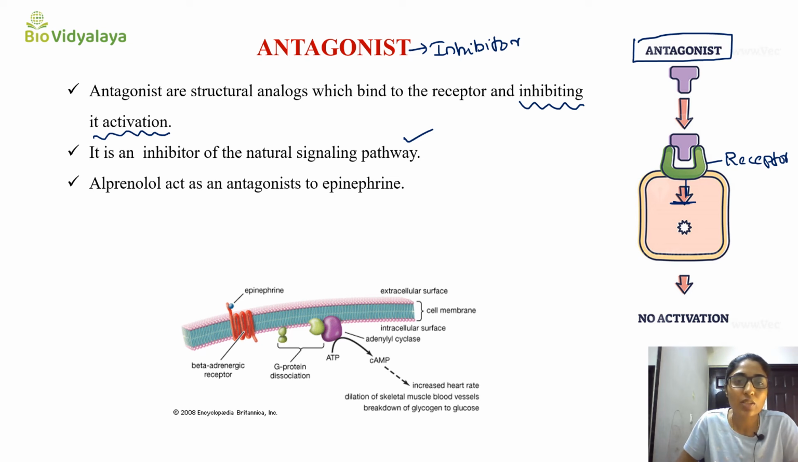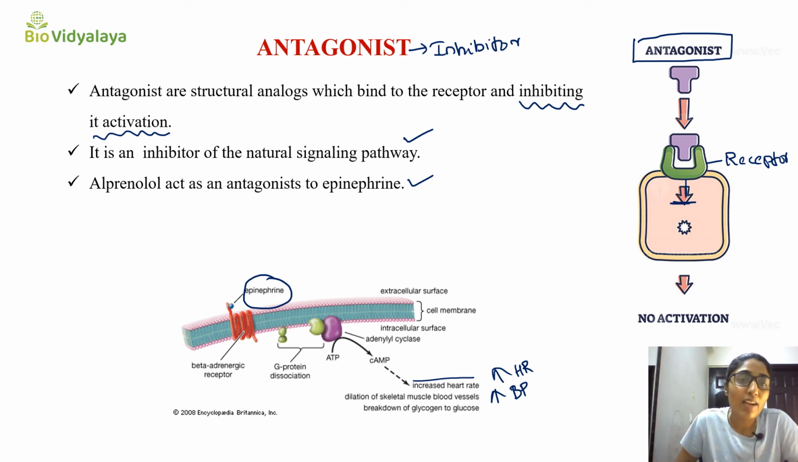Alprenolol acts as an antagonist to epinephrine. We know that when we become nervous or during exercise, our heart rate and blood pressure will increase. This is due to the binding of epinephrine to the epinephrine receptor. Which gland is producing epinephrine? Yes, the adrenal gland. We already discussed that the cellular responses are increased heart rate, dilation of skeletal muscle blood vessels, and breakdown of glycogen to glucose, so it increases blood pressure and heart rate.